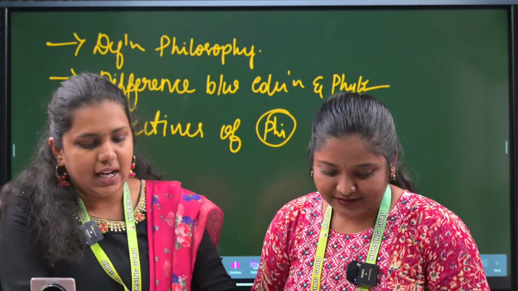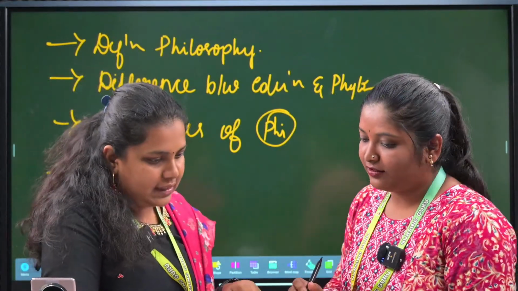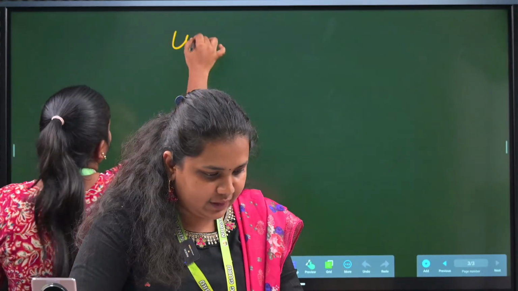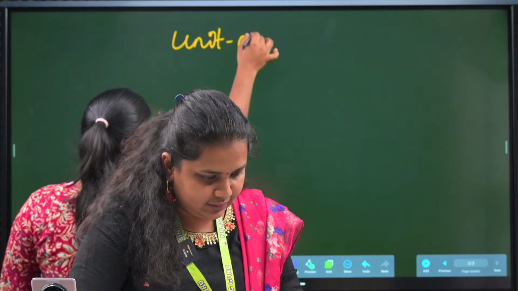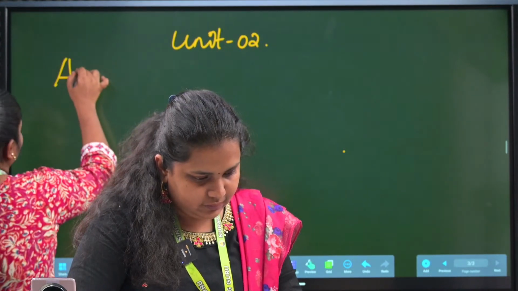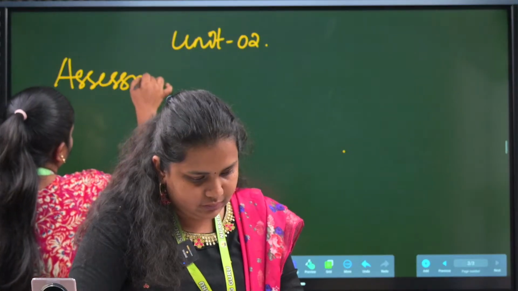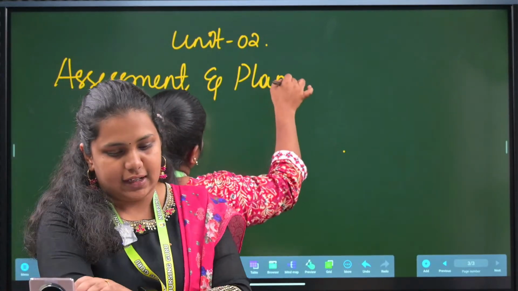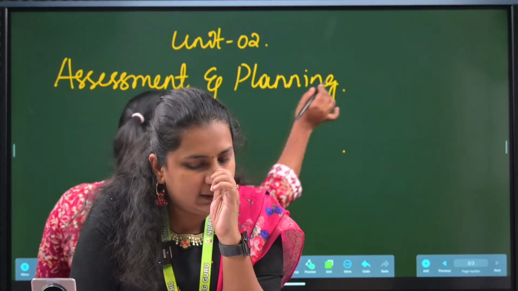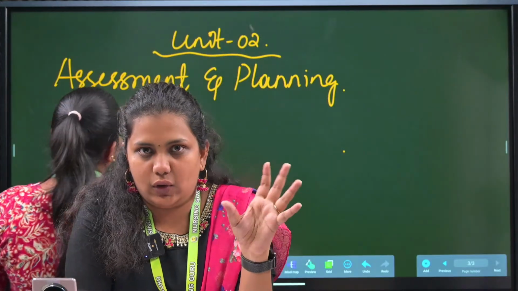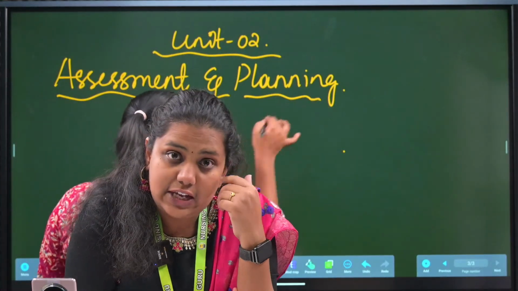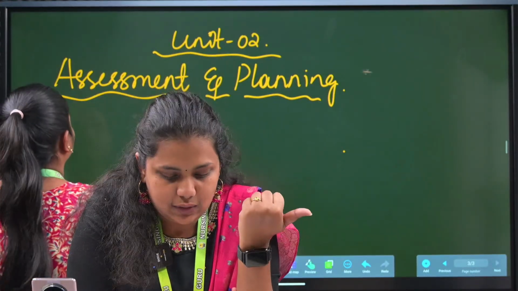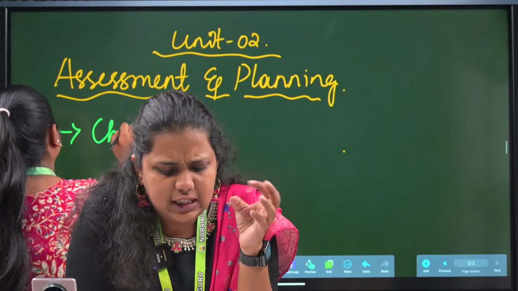Next, assessment and planning, the second unit. So unit number 2 is assessment and planning. In this assessment and planning, you are going to study about the teacher. Okay, assessment of teacher. What are the characteristics of a good teacher, or the qualities of a good teacher, that you have to study. Then teaching style.